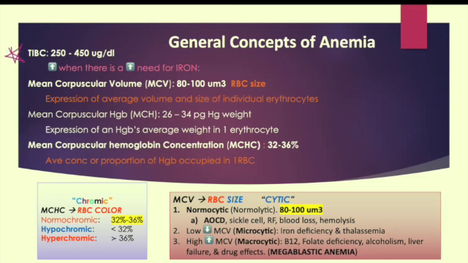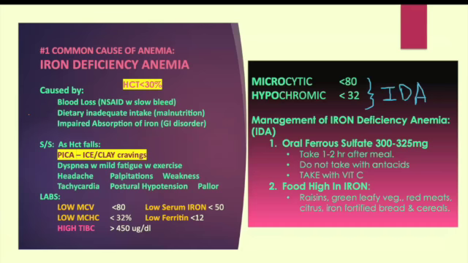So when we're evaluating for anemia, the specific values that are important are your total iron binding capacity, so make sure that you know that, and then your mean corpuscular volume, or your MCV, and then your MCHC is also important. These values will help you identify which anemia you are looking at.